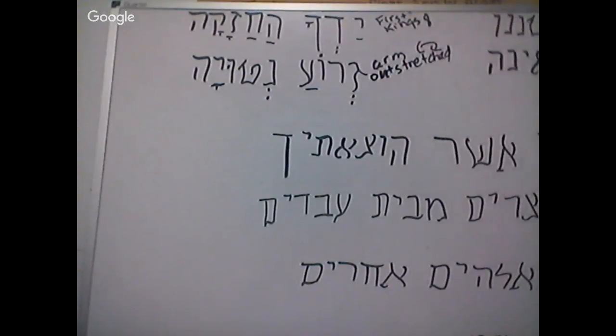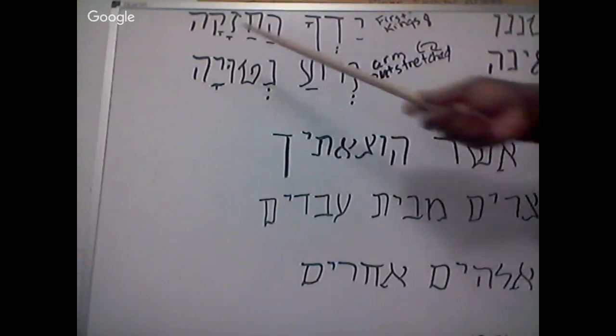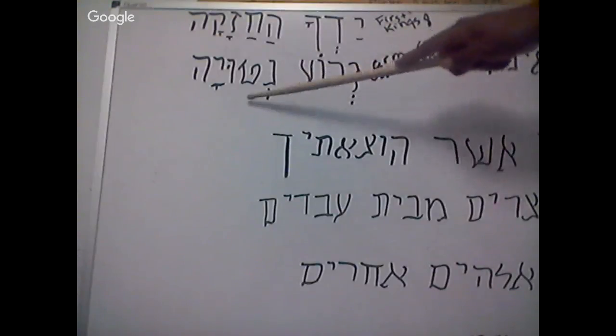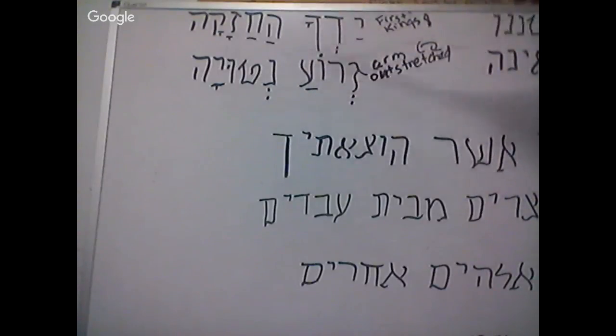Or in English, outstretched arm. See, the adjective follows the noun in Hebrew, whereas in English, the adjective precedes the noun. So that's just something we want to point out. So this is literally arm outstretched, but we're saying it's the outstretched arm because it's showing the aspect of what the arm is.